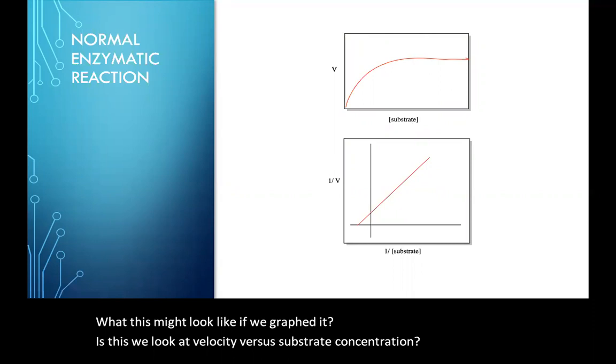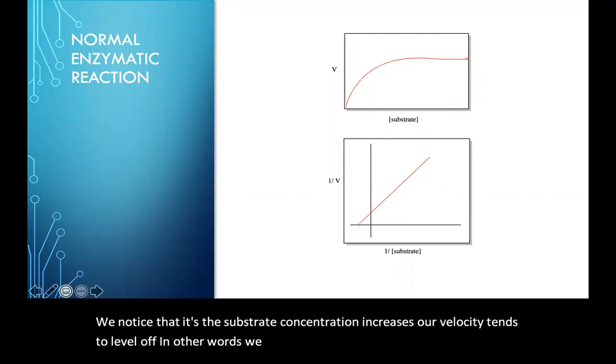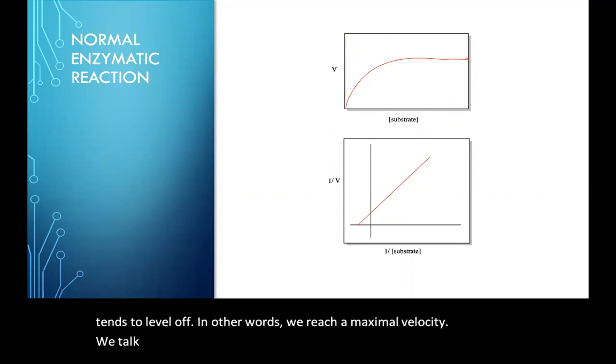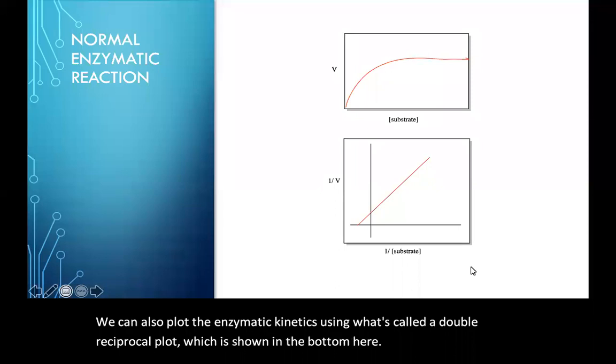We notice that as the substrate concentration increases, our velocity tends to level off. In other words, we reach a maximal velocity. We talk about saturating all the active sites with substrate at this point. We can also plot the enzymatic kinetics using what's called a double reciprocal plot, which is shown at the bottom here. This is also known as a Lineweaver-Burk plot.